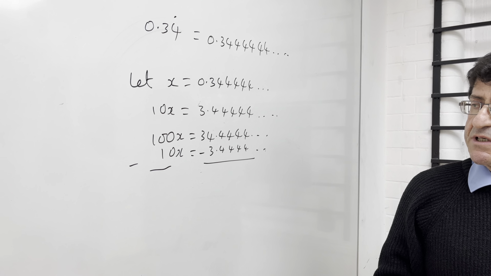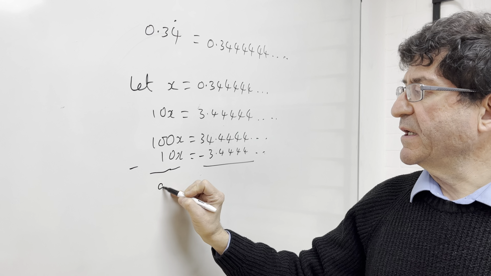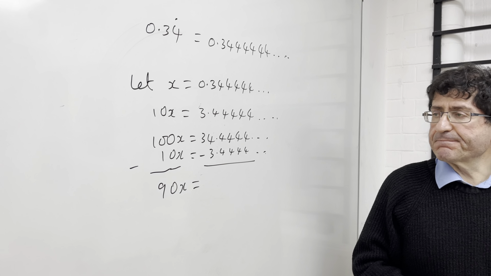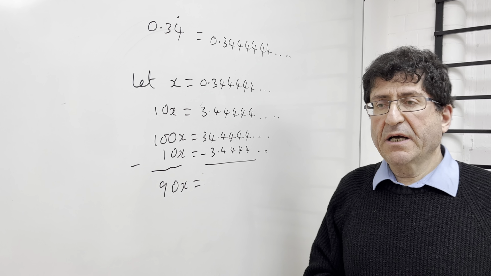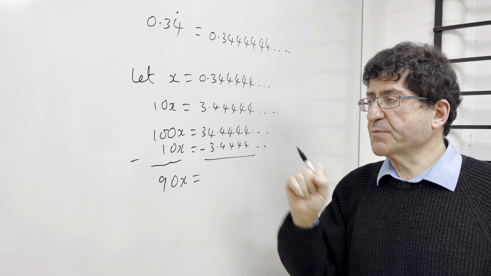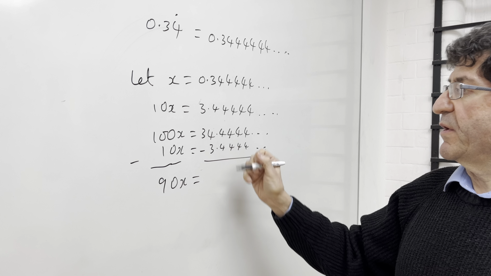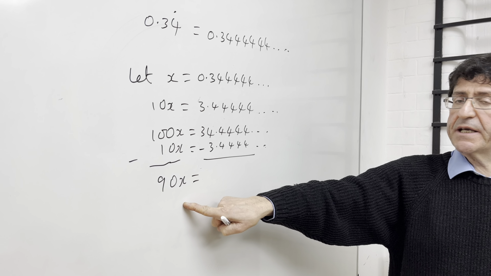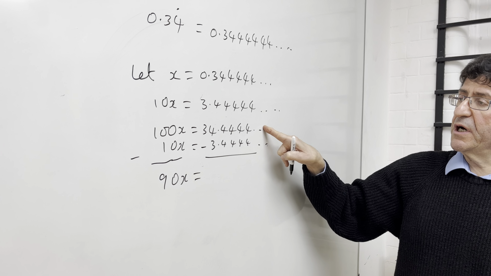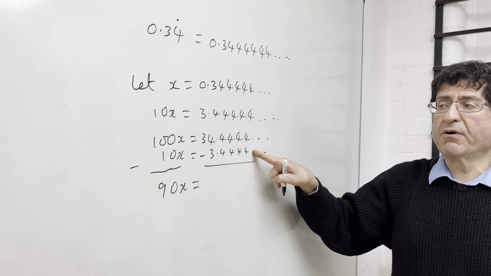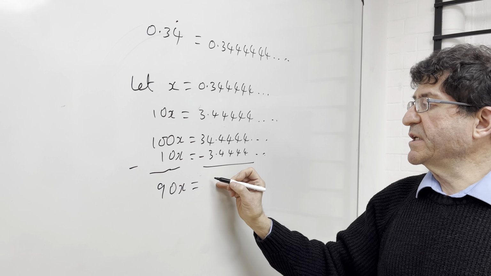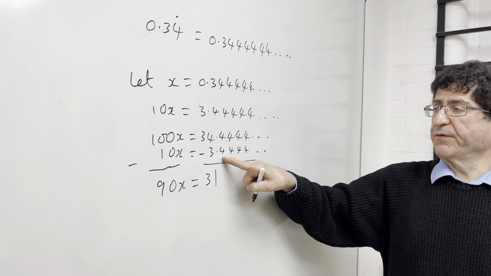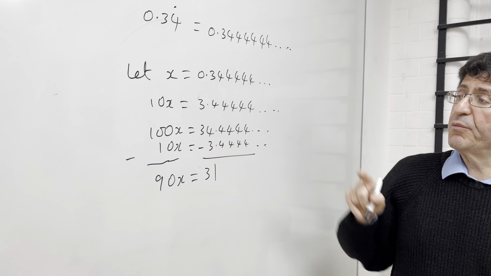Then 100x take away 10x is 90x. Remember, what you do one side in the equation, you do the same with the other. So in this case, we're taking 10x away from 100x on one side, and on the other side, 34.4 recurring take away 3.4 recurring is 31. Yeah, because 10x is 3.4 recurring and 100x is 34.4 recurring.